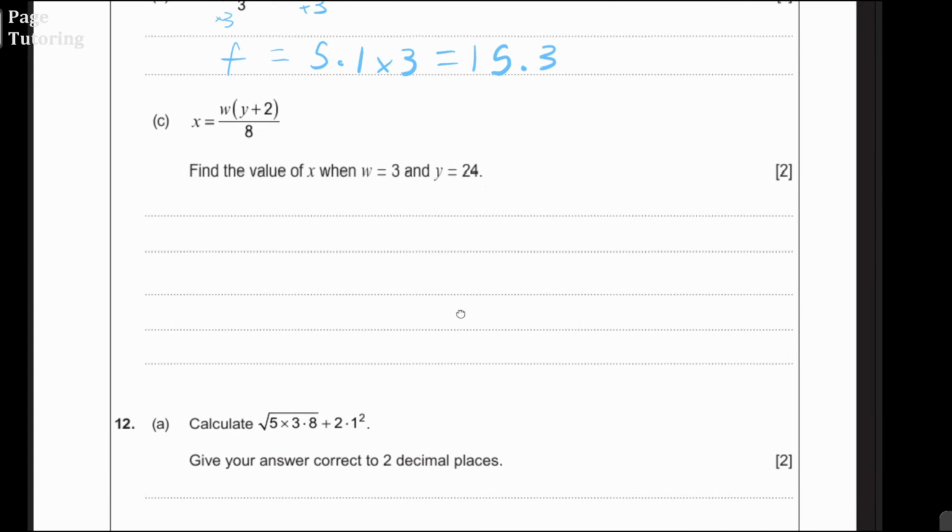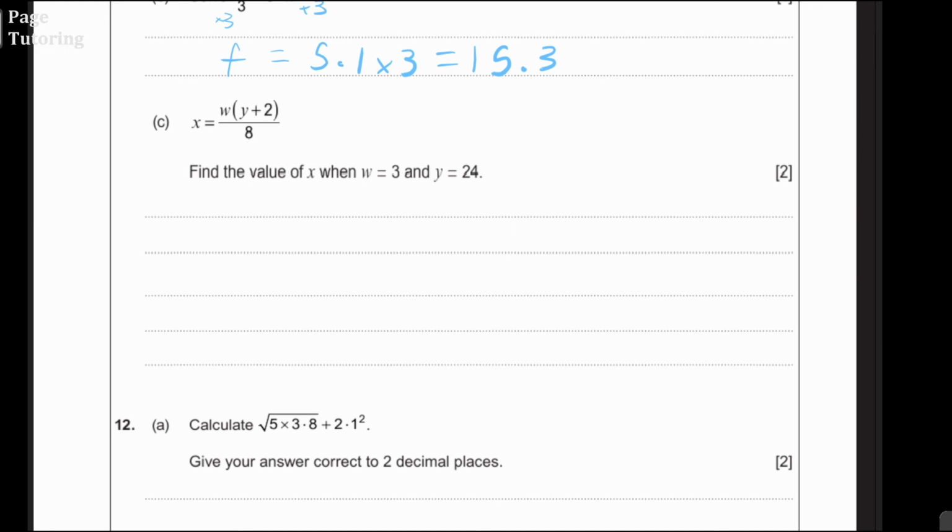Part C says find the value of x when w equals 3 and y equals 24. So this is a substitution question. So luckily you don't need to rearrange this equation. You've already got x on one side here. So we're just going to slot our numbers into the formula to get our value of x. So we've got w as 3, bracket, our y is 24, plus 2 over 8.